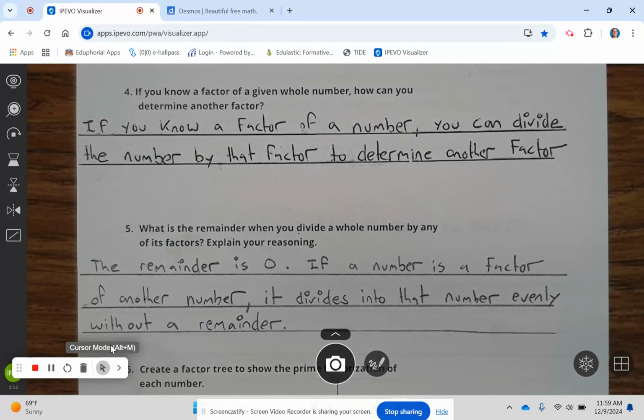5. What is the remainder when you divide a whole number by any of its factors? Explain your reasoning. The remainder is 0. If a number is a factor of another number, it divides into the number evenly without a remainder.